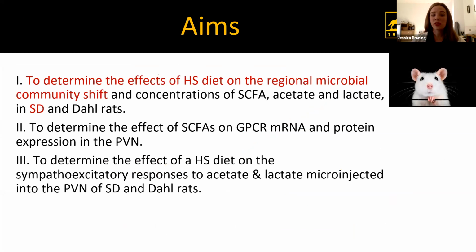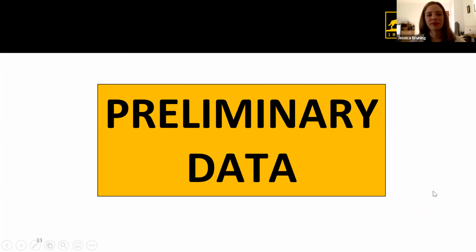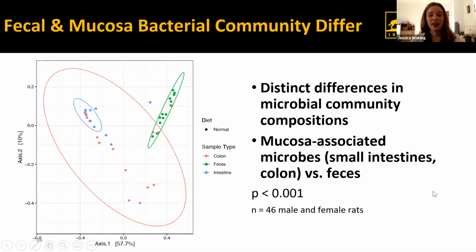So I plan to prove this hypothesis model through these three aims: to determine the effect of high salt diet on regional microbial shifts and short-chain fatty acids in SD rats, which are normal animals, and then Dahl rats, which if you give them salt, they get hypertension or they don't. Next. This is my preliminary data.